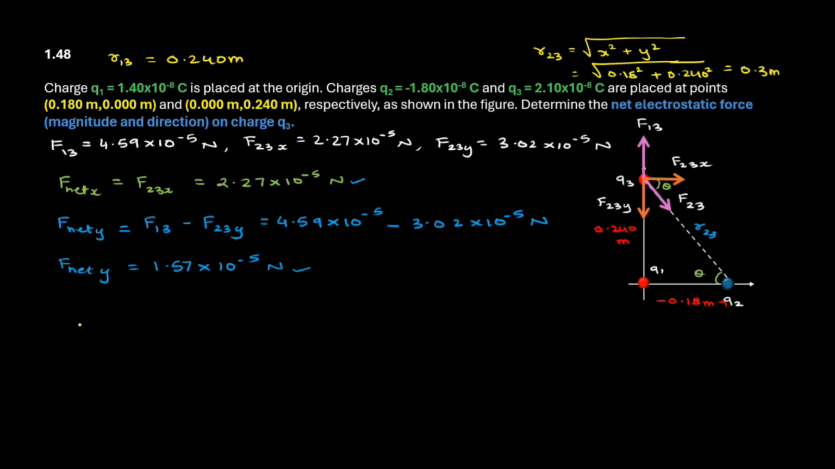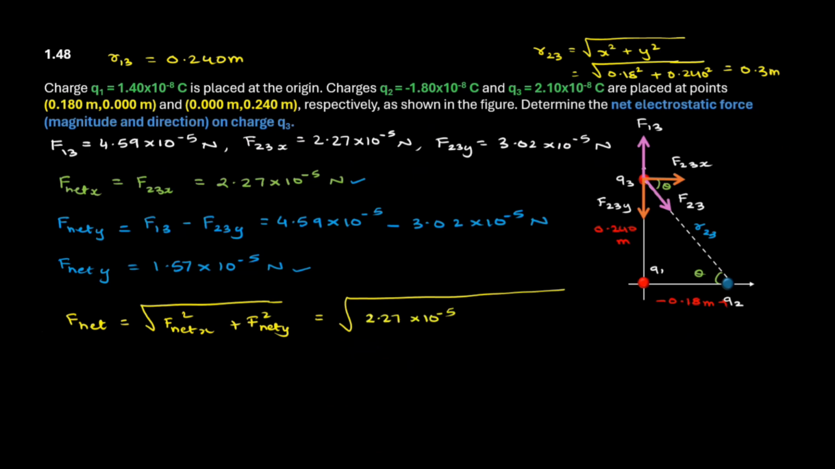Once I find the net force along x-axis and the net force along y-axis, we can find the magnitude of resultant using the Pythagorean theorem. We write the magnitude of resultant force F net to be equal to square root x component squared plus the y component squared. So let us solve this. X component is 2.27 times 10 to the power negative 5 squared plus y component is 1.57 times 10 to the power negative 5 squared. And after solving this, you will get the magnitude of the net force to be equal to 2.76 times 10 to the power negative 5 Newton.